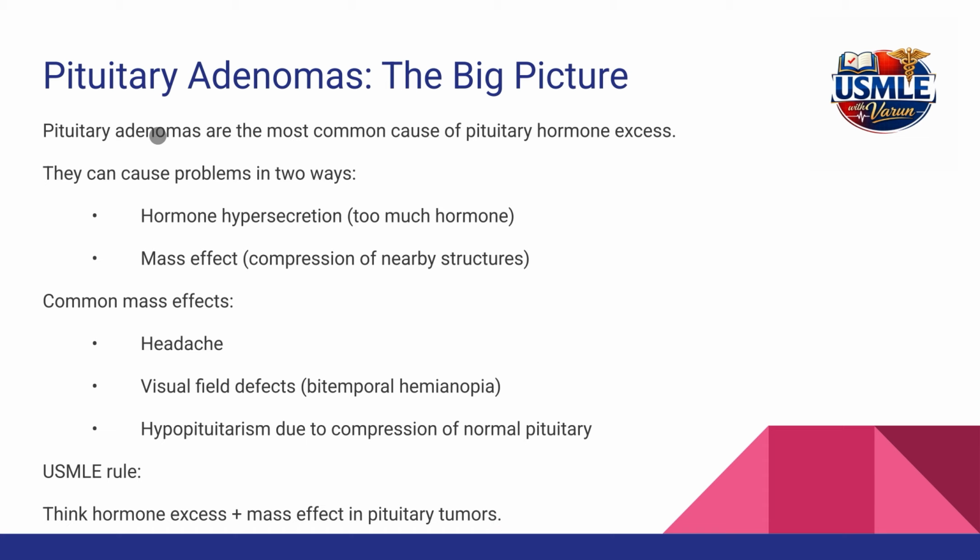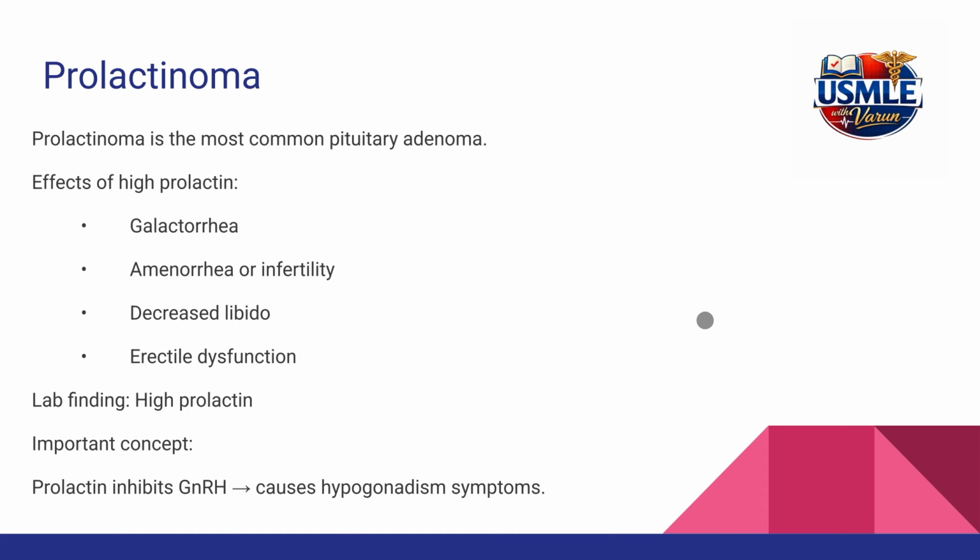Pituitary adenomas are an example of pituitary tumors. Any glandular tumor is called an adenoma. That's what we have already learned previously. So pituitary adenomas are the most common cause of pituitary hormone excess, and cause problems in two ways: hormone hypersecretion, and mass effect, compression of the nearby structures, which can lead to headache, visual field defects, and hypopituitarism due to compression of the normal pituitary.